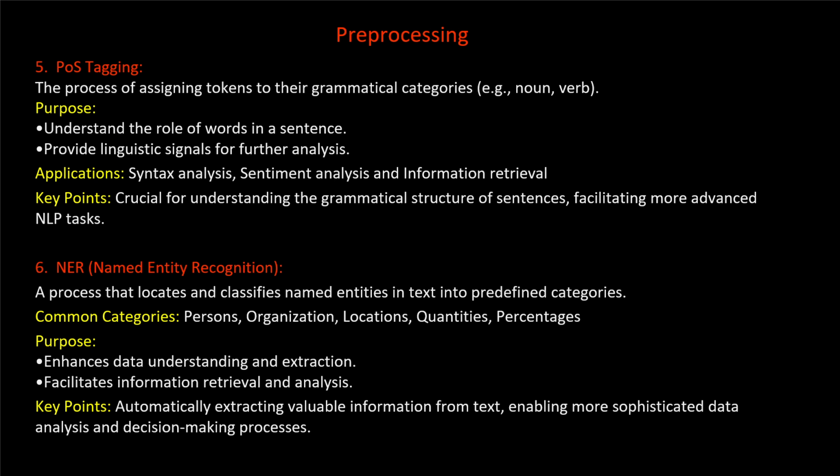Finally, we apply named entity recognition, or NER, to identify specific entities like people's names, dates, and locations in the text. All of these steps help to standardize and simplify the text, making it easier for algorithms to analyze.